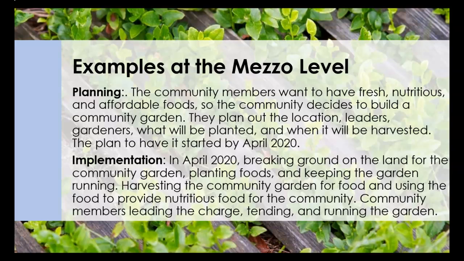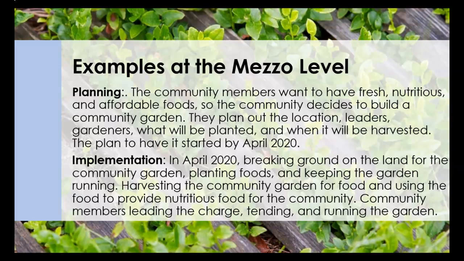Implementation: in April 2020, breaking ground on the land for the community garden, planting foods and keeping the garden running, harvesting the community garden for the food and using the food to provide nutritious food for the community. Community members leading the charge, tending and running the garden.